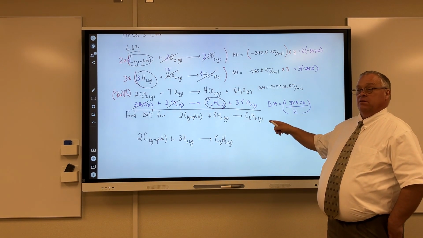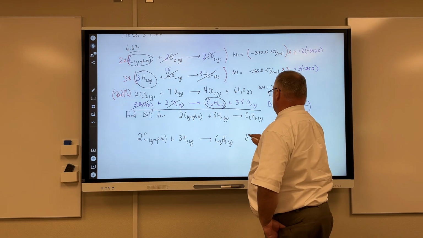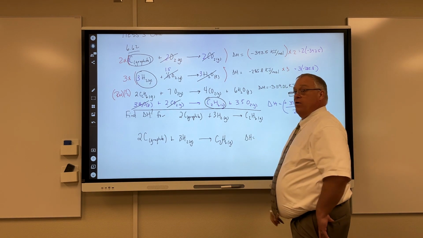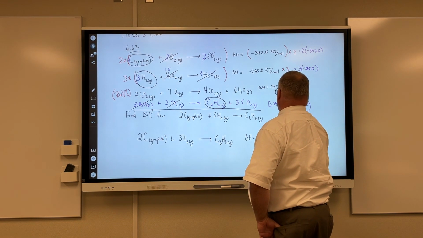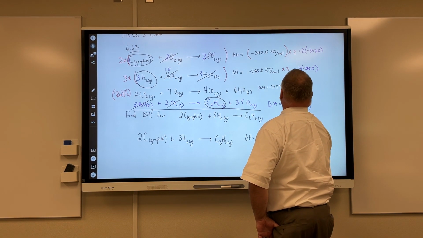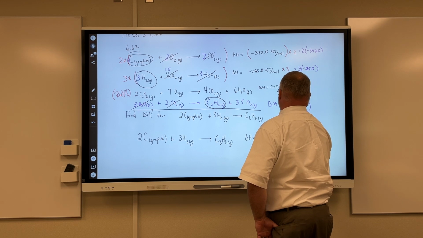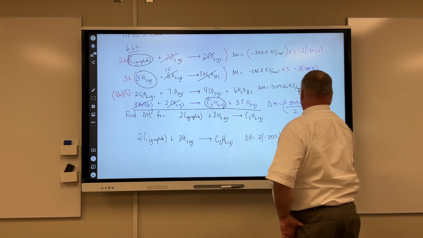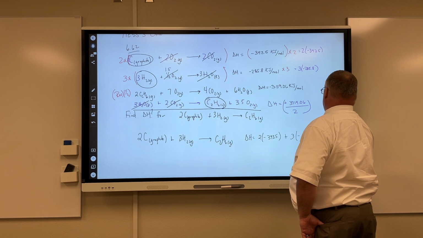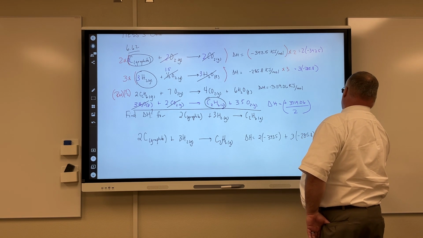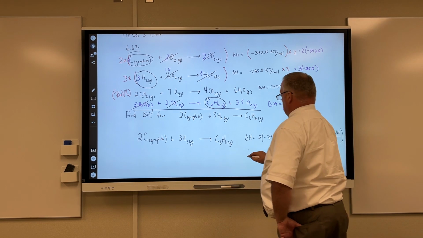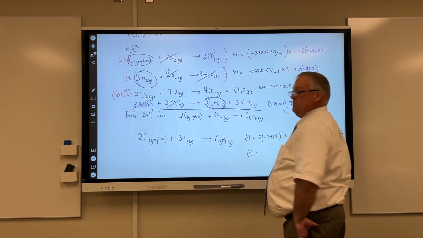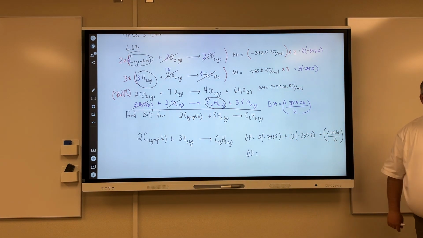Yes, it is. So delta H, according to Hess's law, rearranging our equations for what we know, is equal to 2 times a negative 393.5 plus 3 times a negative 285.8 plus 3119.06 divided by 2. So that's delta H. Somebody add that up for me, if you don't mind.